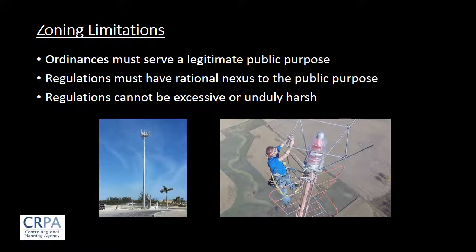As noted in the previous slide, zoning ordinances must serve a legitimate public purpose. They also need to be proportional and have a rational nexus to what they are trying to accomplish. For example, a municipality cannot create regulations that are for a purpose that they cannot achieve. They must also be consistent.